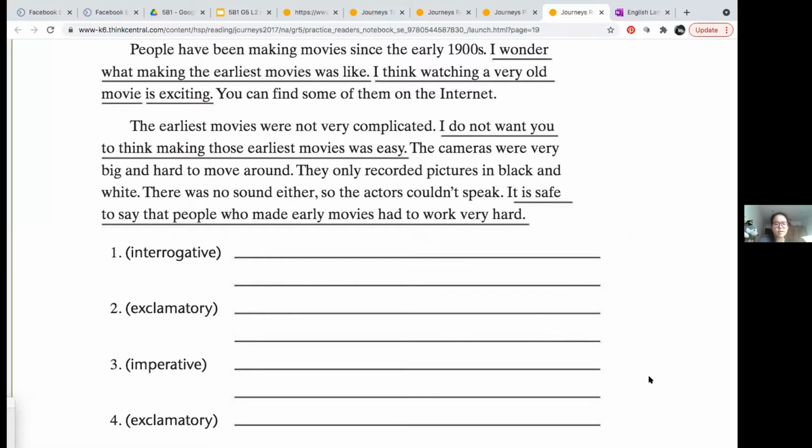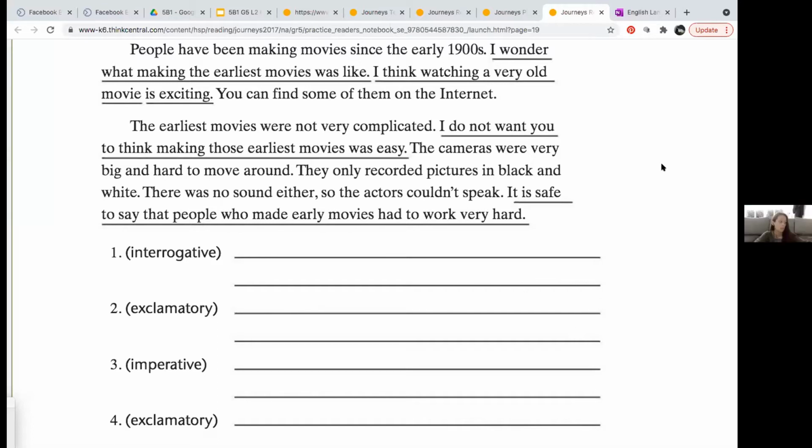People have been making movies since the early 1900s. I wonder what making the earliest movies was like. I think watching a very old movie is exciting. You can find some of them on the internet. The earliest movies were not very complicated. I do not want you to think making those earliest movies was easy. The cameras were very big and hard to move around. They only recorded pictures in black and white. There was no sound either, so the actors couldn't speak. It is safe to say that people who made early movies had to work very hard.